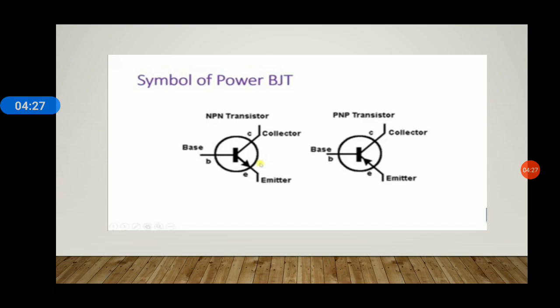And here the majority carriers are the electrons. Similarly, for a PNP transistor, the arrow is inside, that is flowing from emitter to base, because here the base is N-type and the collector and emitter are P-type. Here the majority carriers are the holes. As we know, electrons have more mobility than holes, so the NPN transistor is used in practice more commonly than PNP transistors.